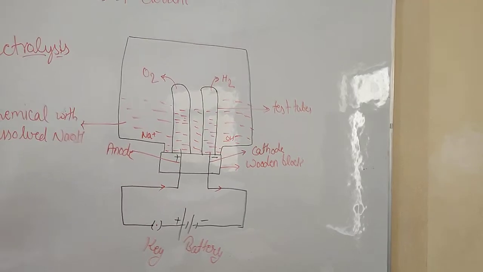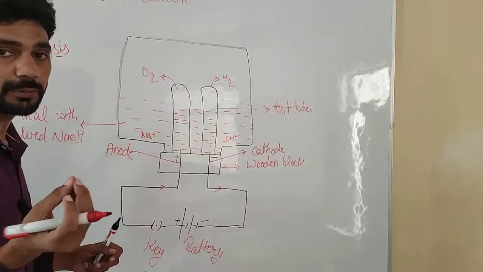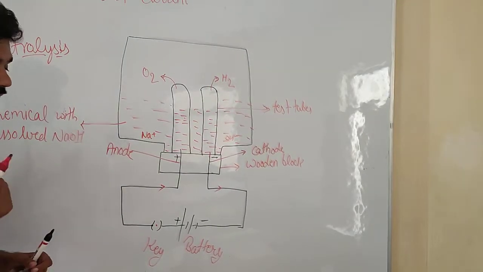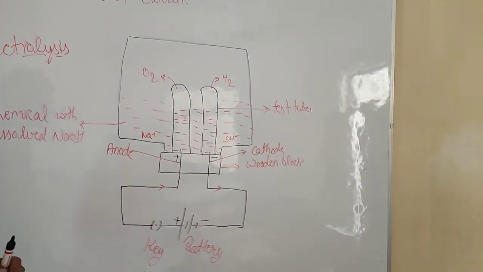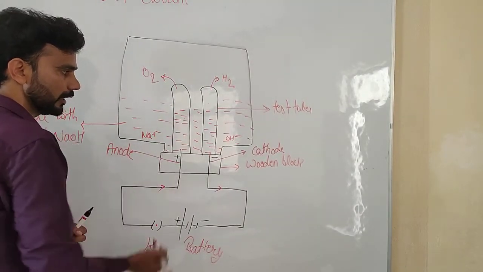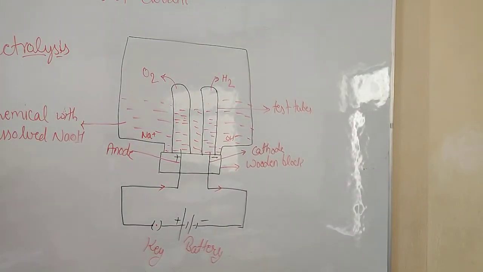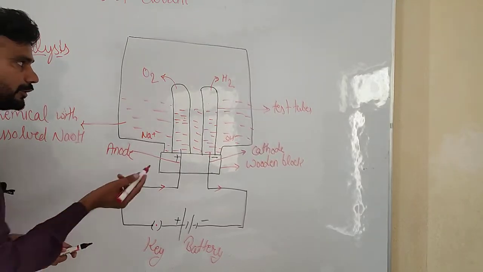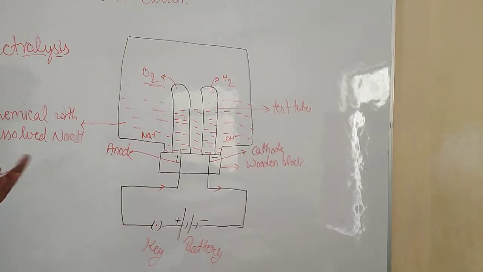When we bring a burning matchstick near to this, the matchstick will burn with a pop sound. This shows us that this flask has hydrogen gas, because hydrogen gas burns with a pop sound. When we bring a burning matchstick near to this test tube, the matchstick starts burning faster. So it shows us that it has oxygen gas, because we know that oxygen helps in burning.